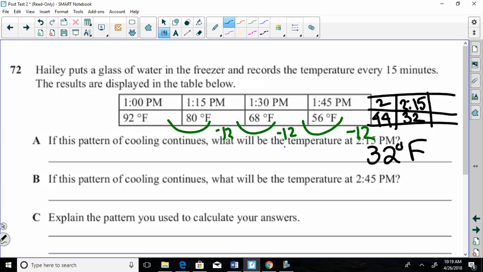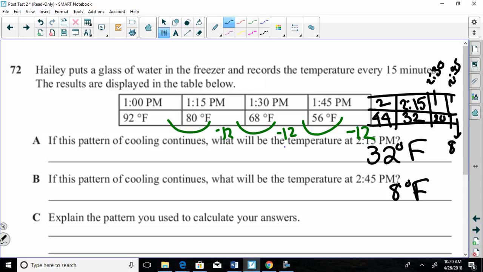If this pattern continues, what would it be at 2:45? I would just keep going. At 2:30, what would it be? Yep, 20. And then at 2:45, 20 minus 12, 8.